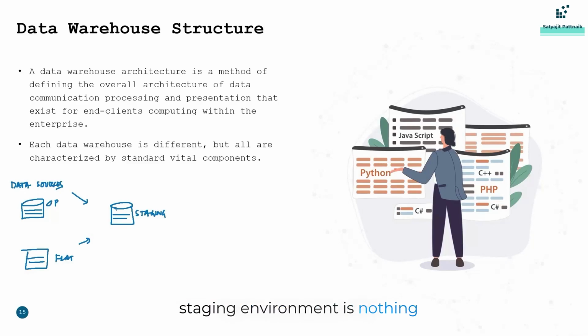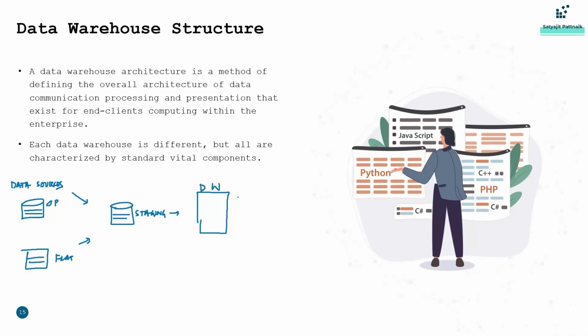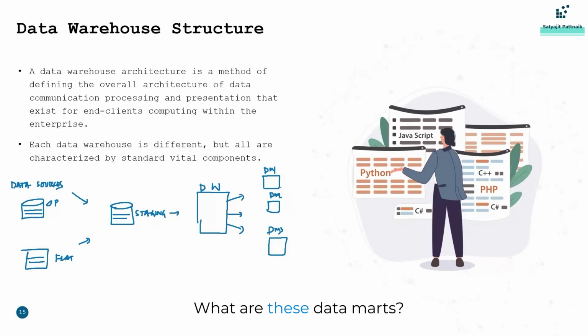Staging environment is nothing but a production-like environment. After the staging environment, it goes into the data warehouse. After the data warehouse, usually it goes into different data marts, DM1, DM2, DM3 and so on. What are these data marts? These could be capturing different information like the purchasing information, sales information, employee information or inventory information and so on.